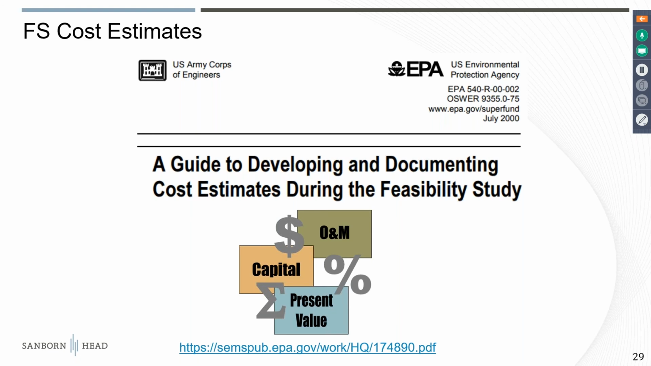And this is another oldie but goodie classic guidance document from EPA. It's on developing and documenting cost estimates during the feasibility study. And I think it's probably the best cost estimating document out there in terms of giving you a framework and a format for consistently putting cost estimates together. So I have a few examples from this.